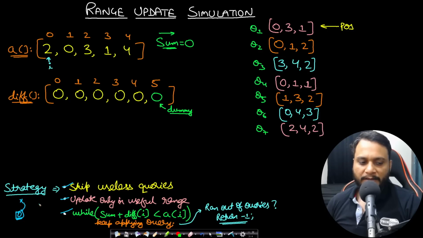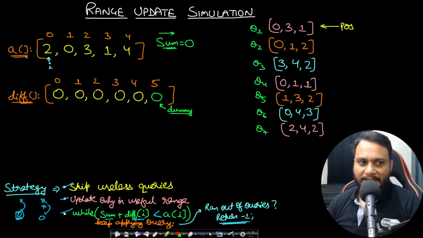Then I will be continuously updating an element X until it becomes 0. That means the sum value plus the difference value that I have actually added to it, if it is less than a at I, then we will be continuously applying the queries. Otherwise, if we run out of queries, then we will return -1. That means we could not convert this x to 0.